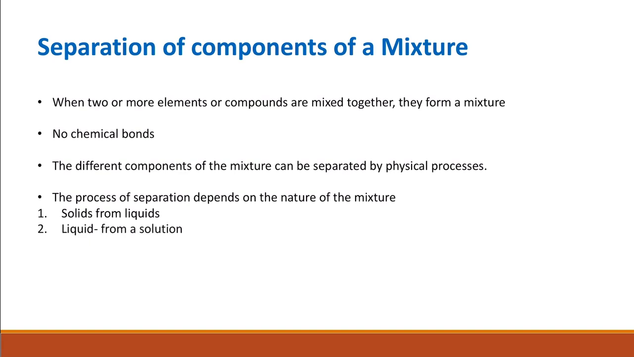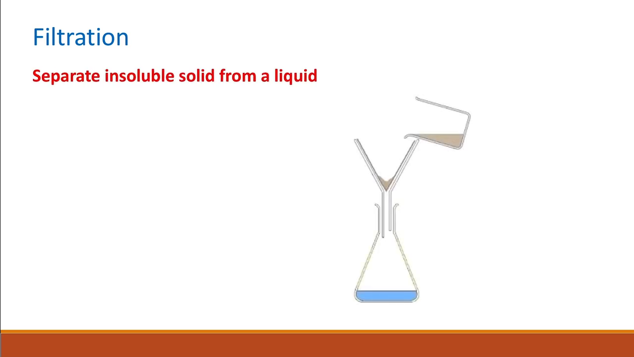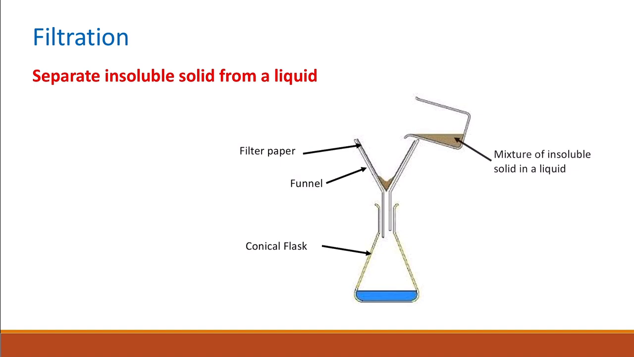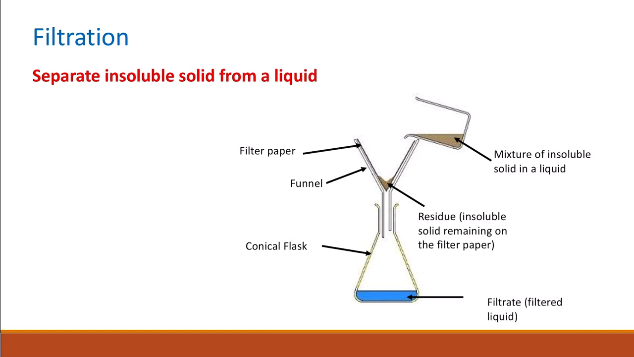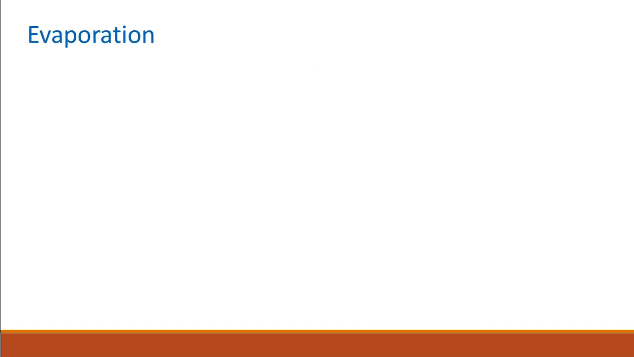So we could separate solids from liquid, liquid from a solution, a mixture of liquids, or a mixture of solids. The first physical process for separation is filtration, and it's used to separate an insoluble solid from a liquid. For filtration, you will need a conical flask, a funnel, and filter paper, and then the mixture of the insoluble solid and the liquid is poured down the filter paper, where the insoluble solid will collect on the filter paper. This is called the residue, and then the solvent or the liquid will pass through the funnel into the conical flask, and this is called the filtrate, which is the filtered liquid.